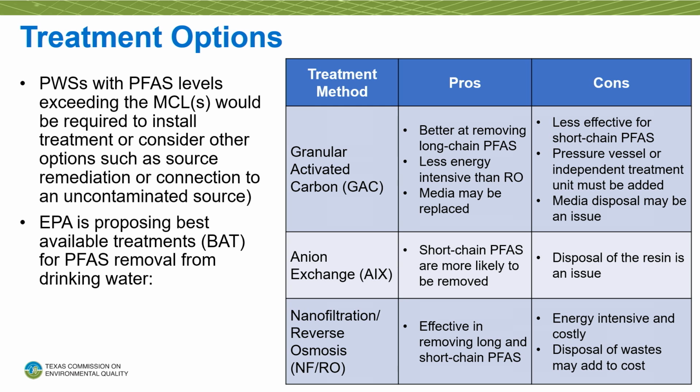For anion exchange, the pro is that short-chain PFAS are more likely to be removed. The con is that disposal of the resin could be an issue. And for nanofiltration or reverse osmosis, it's effective in removing long and short chain PFAS, but the cons are that it's energy intensive and costly, and disposal of waste may add to cost.